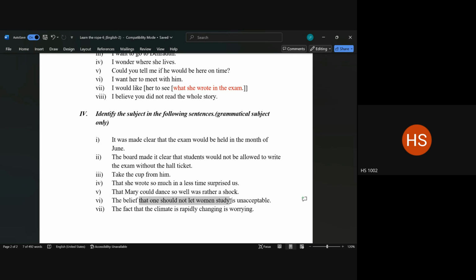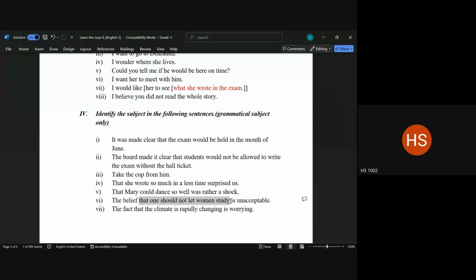So in the sentence, the belief is your subject. You don't choose that clause in this one because this is just an extension of what it is, and it's not the actual subject of the sentence, right?